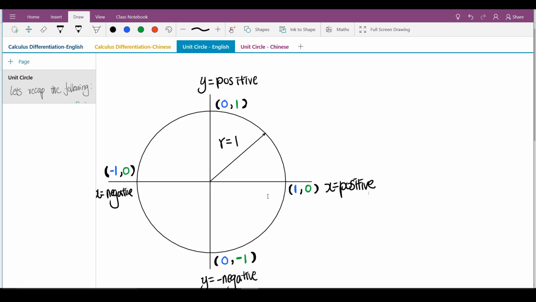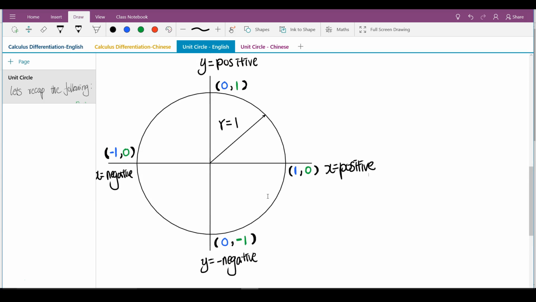What the unit circle is trying to teach you, or what the unit circle is about, is to find the exact value of a certain angle, and to explore the symmetric characteristic of a circle. All right, we're going to go into those two parts. Well, let's find the angle.